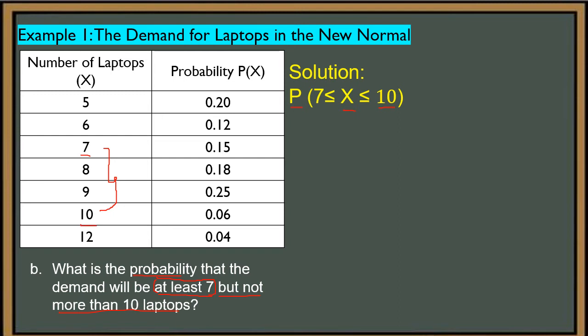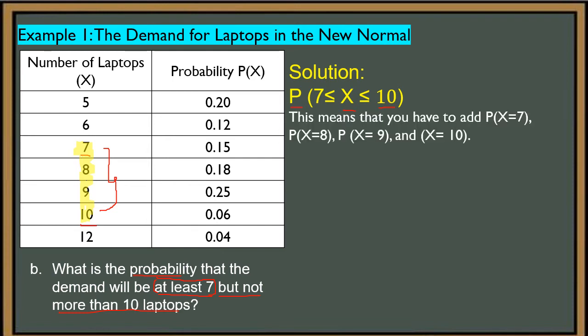So we only have from here down to here. So we will get the probabilities. Okay, so how do we get the probability that the demand will be at least 7 but not more than 10 laptops? This means that we have to add the probabilities of x when x is 7, x is 8, x is 9, and x is 10.